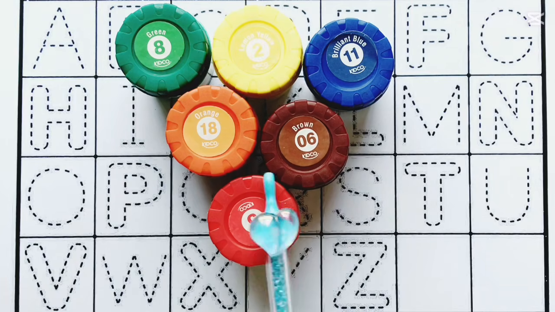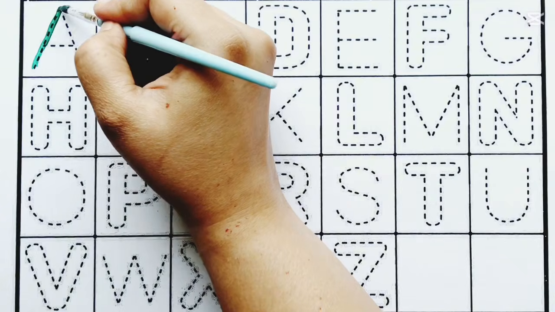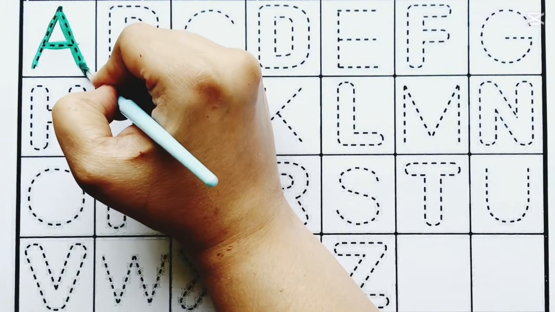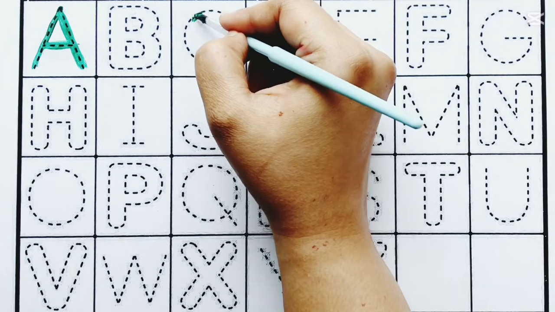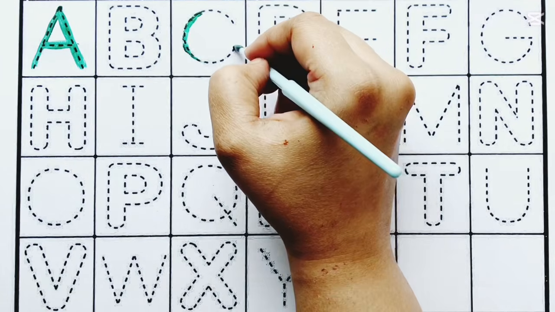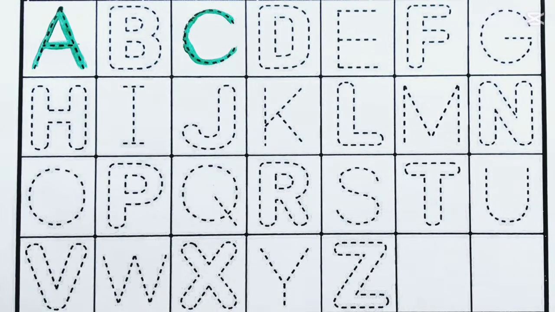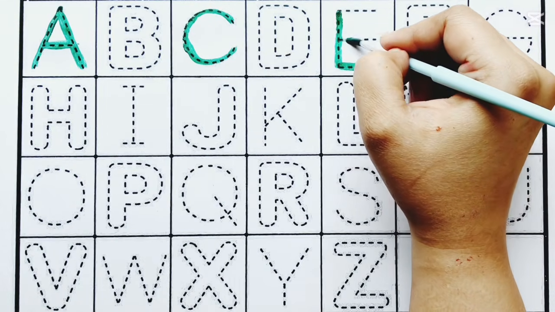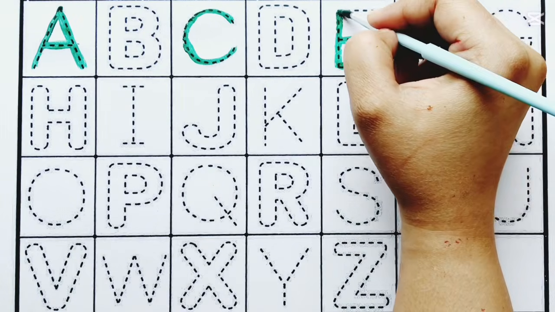I learned alphabet A to Z. Let's draw and paint. Green color, A for apple. C for cow. E for elephant. Alligator, ant, amazing art.